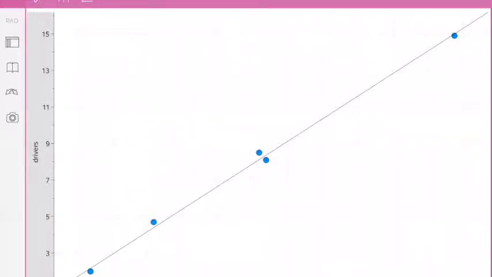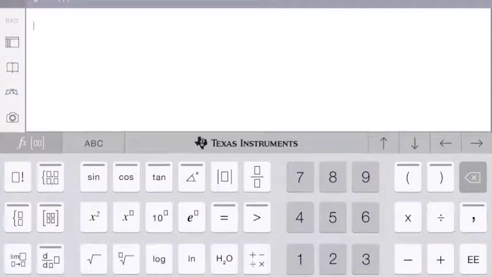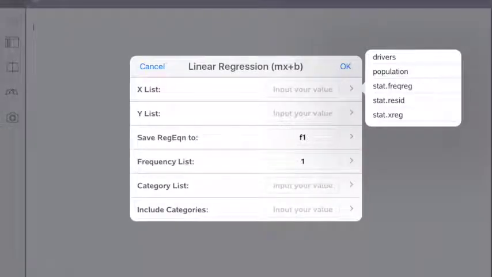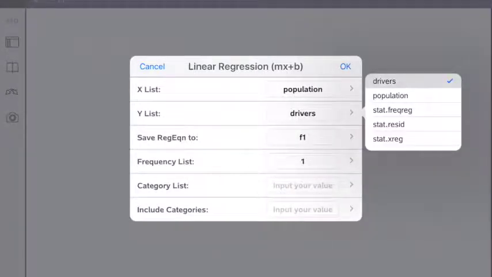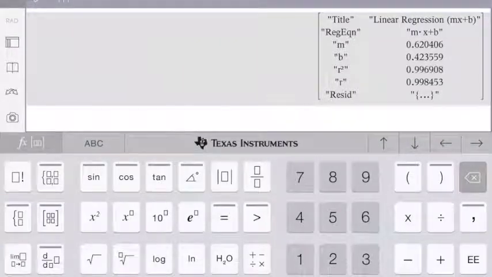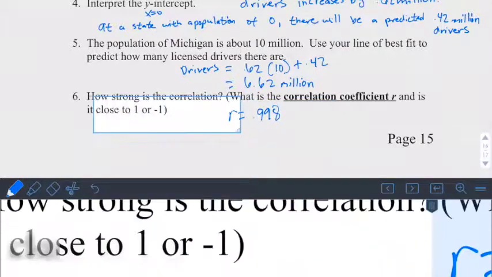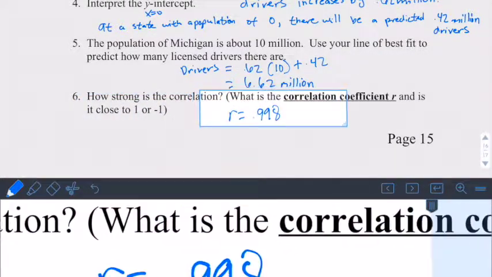So when we go to do this, I'm going to add a calculator page. We're going to go to Menu, Statistics, Stat Calculations, Linear Regression mx plus b. Remember, we had population for x and drivers for y. And this is where we get that R. See how R is 0.998? That's very, very close to 1.